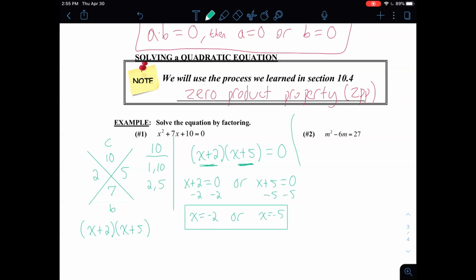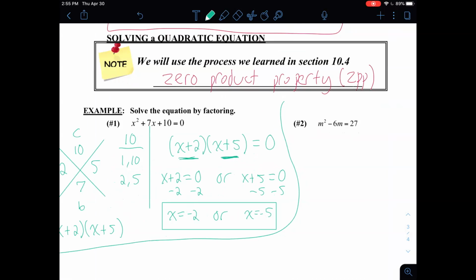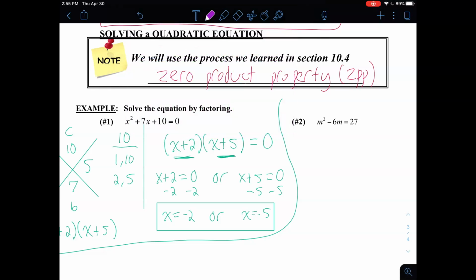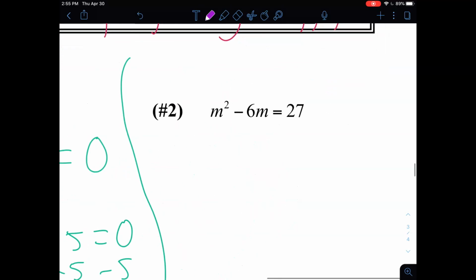Okay? We got to make some room for this other one. All right, and there's a problem with this last one here. Can you guys see what the problem is? So when you're solving a quadratic equation, you need to have it equal to 0. Is this equal to 0 right now, or is it equal to something different? It's equal to 27.